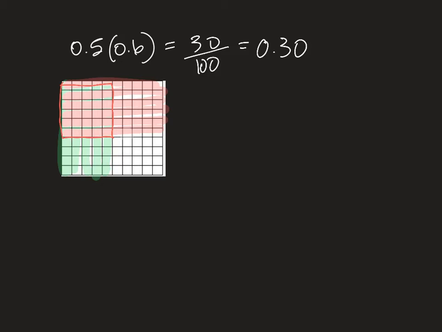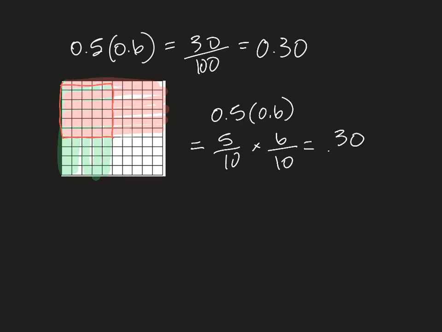So let's take a look at this same problem, but written as fractions. Okay. And the way that we multiply fractions is we multiply across the numerators. So 5 times 6 is 30. And then 10 times 10 is 100. So if we then converted that to a decimal, we'd again get 0.30, or 30/100ths.